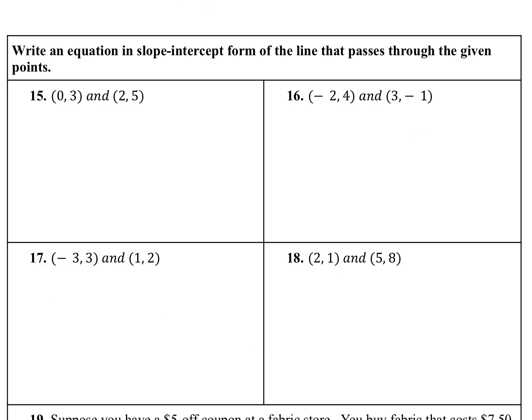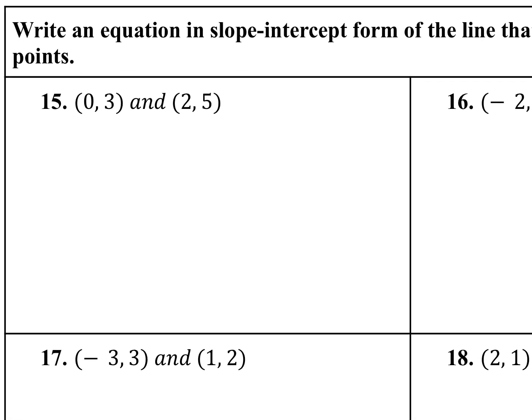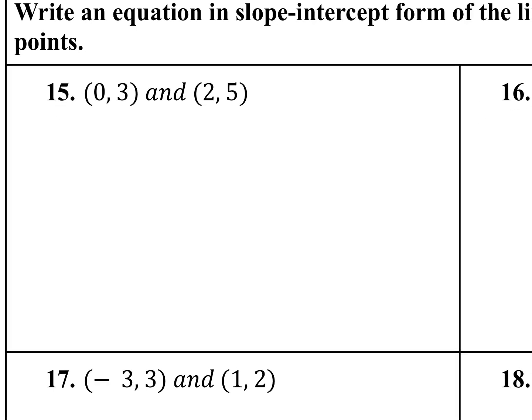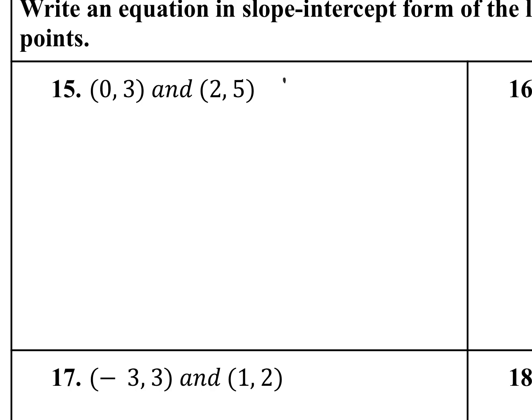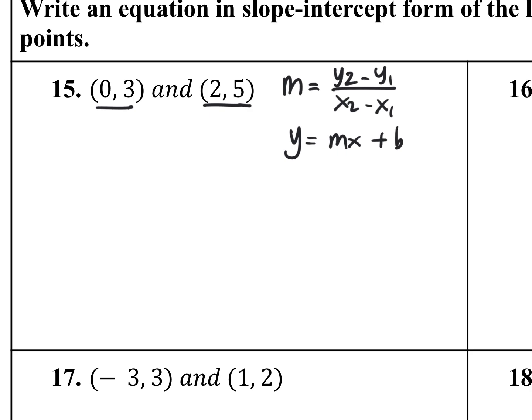Write an equation in slope-intercept form of the line that passes through the given points. So let's look at number 15. The first thing that we're going to do here is to find the slope m. We find the slope using our slope formula, y2 minus y1 over x2 minus x1. Once we have that, we're going to get one of these 2 points, and we're going to substitute it into the slope-intercept form y is equal to mx plus b to find our b. And then finally, we're going to write our final answer to this.